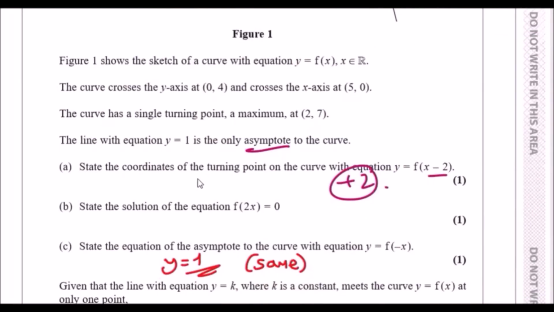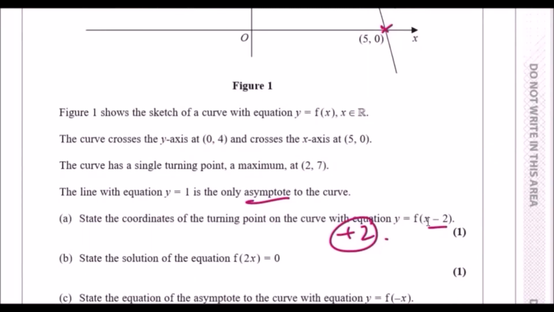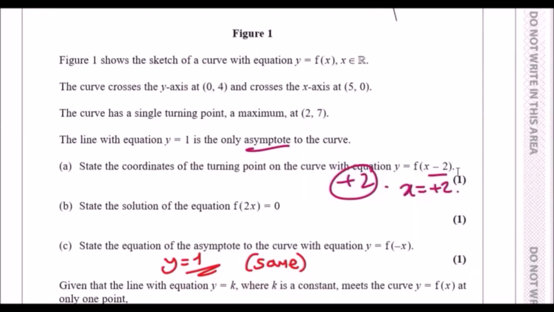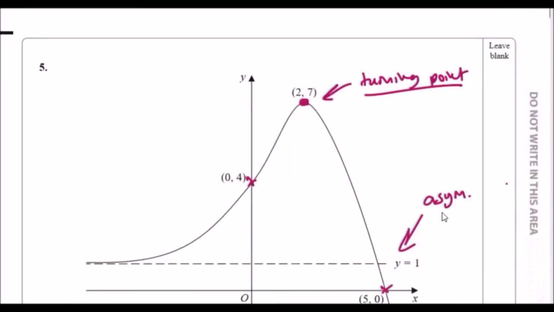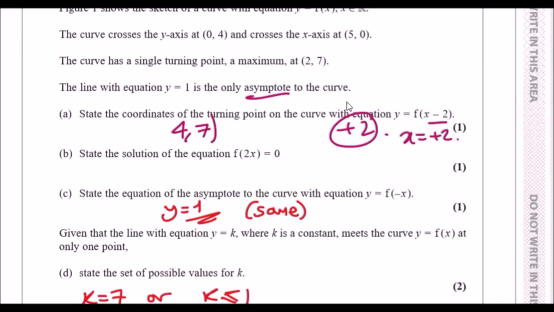A, state the coordinates of the turning point on the curve with equation y equals f(x minus 2). What this means is that we're dealing with a curve called f(x), and now we want the turning point of f(x minus 2). For the x values, if it's x minus 2, we need to add 2 to the x values. When you're working with x coordinates, it's always reversed. The turning point was originally (2, 7), so we add 2 to the x value, it becomes (4, 7), so it moves to the right by 2. So the coordinate here is (4, 7).